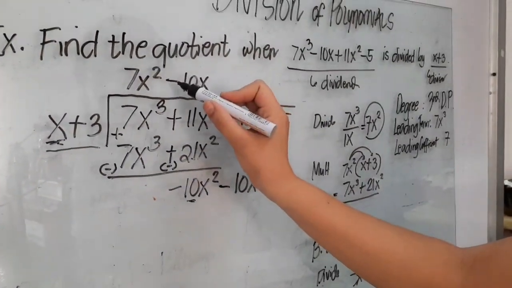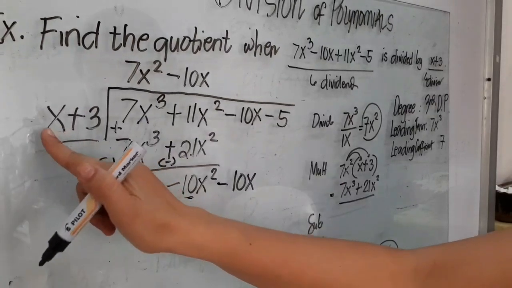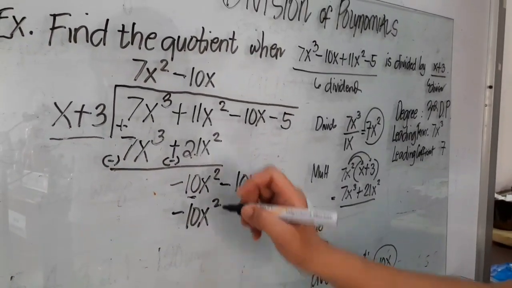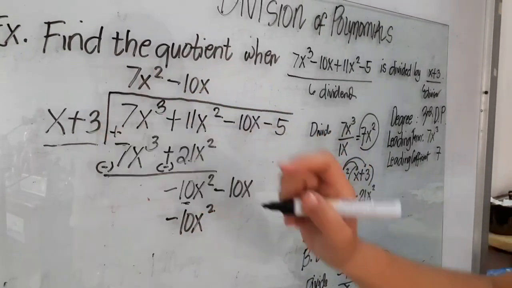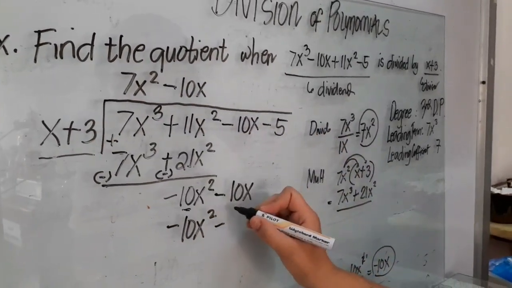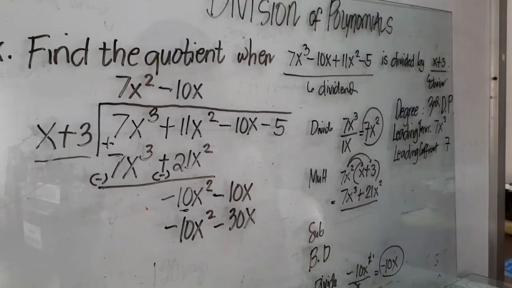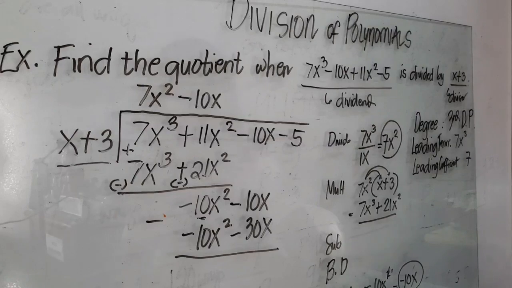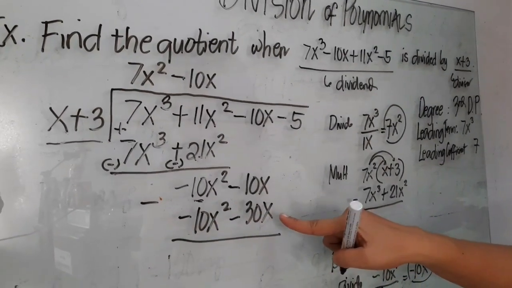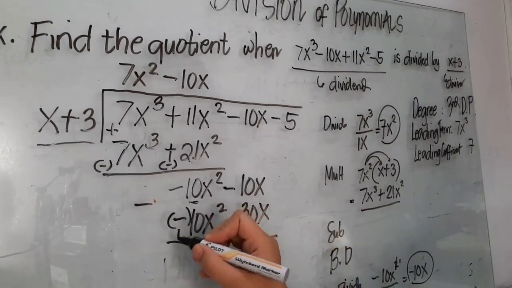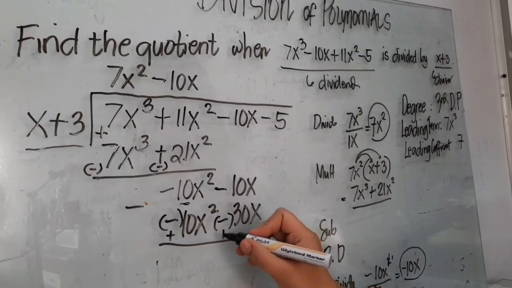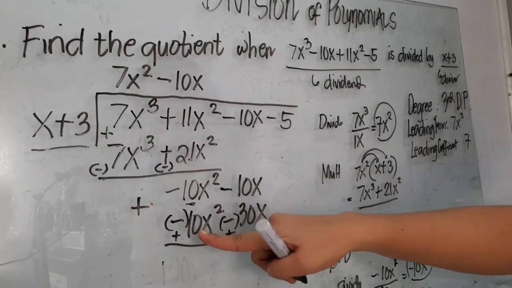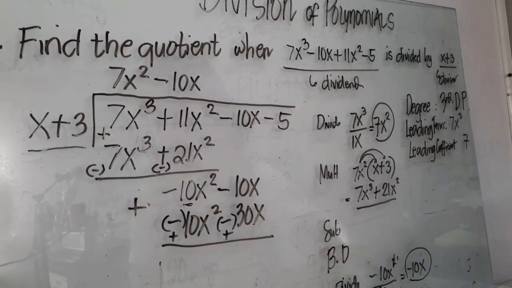So, just continue. Negative 10x times x, answer is negative 10x squared. Negative 10x times 3 will become, yes, negative 30x. O di human kag multiplication, now proceed to subtraction. So, the sign in the subtrahend will be changed. So, this will become positive. This will become positive. And then, proceed to the rule of addition. Dili parehag sign, subtract. So, 0 ang nabilin.